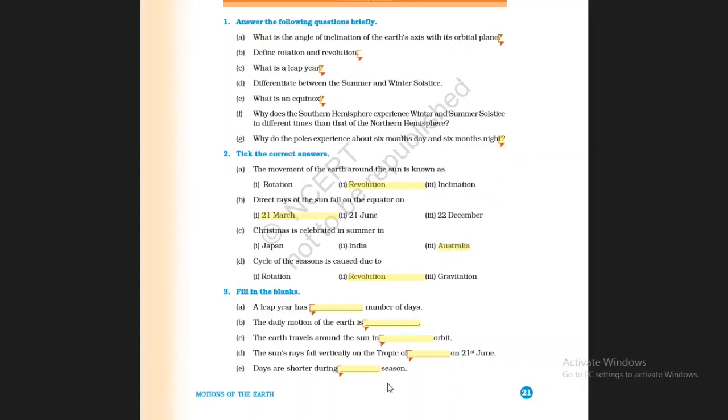So learn all this in a nice manner so that as and when anybody asks any questions, you must be capable of answering these questions.